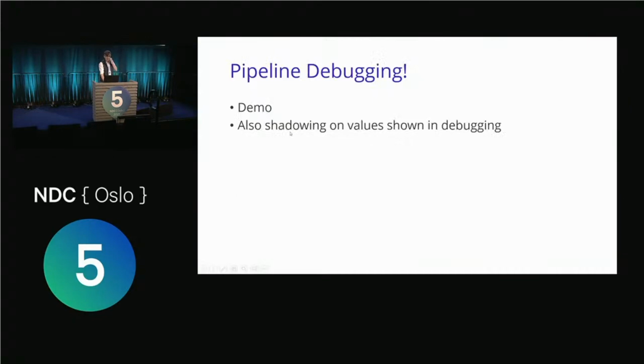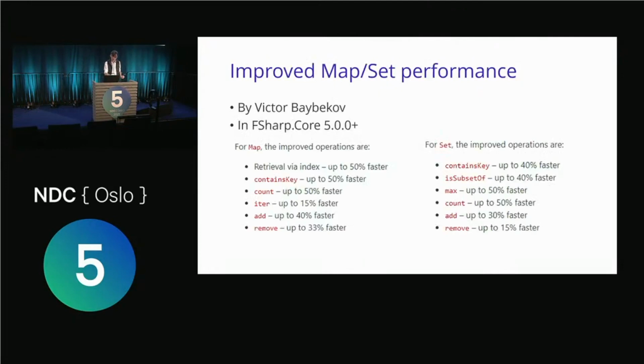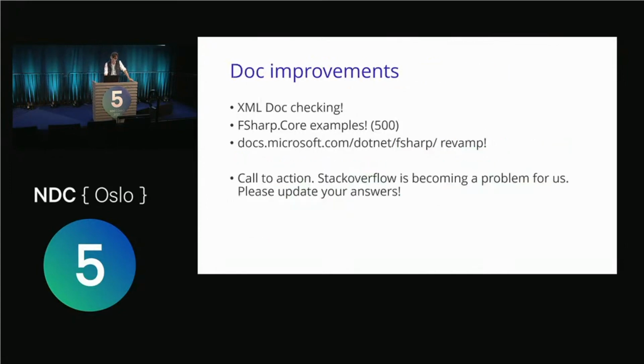There's also some work on improving how we show shadowing values in the debugger. List and array expressions have had about a 4-times performance improvement in how we compile those constructs. We no longer do them in the LINQ kind of way, but just generate really fast generator code for them. And you can take a look at those. We've also, from the F# community, had improved map and set performance by Viktor Babikov. That was in F# 5, and just massive improvements to the performance of the core map and set data structures.